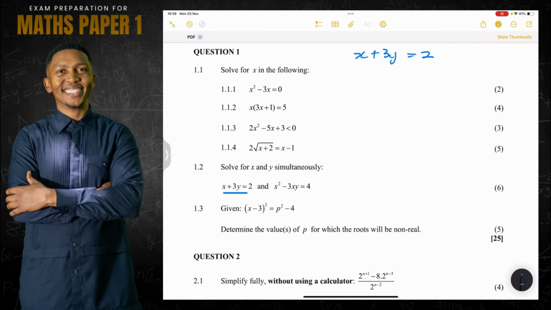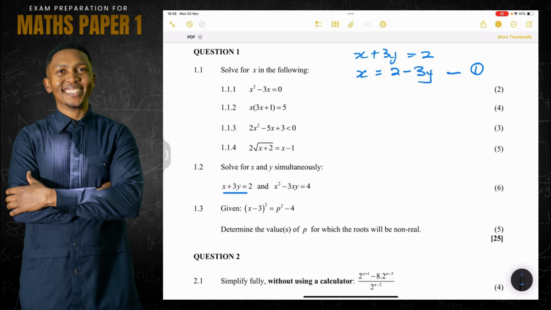Right? So from this equation, let's make one of the variables the subject of the formula. And I'm going to make x the subject of the formula because I'm avoiding fractions. You see, there's a coefficient in front of y. So in this case, we are avoiding having fractions. So this is going to be 2 minus 3y. Okay, we can call this equation 1, or you can call it equation 2.